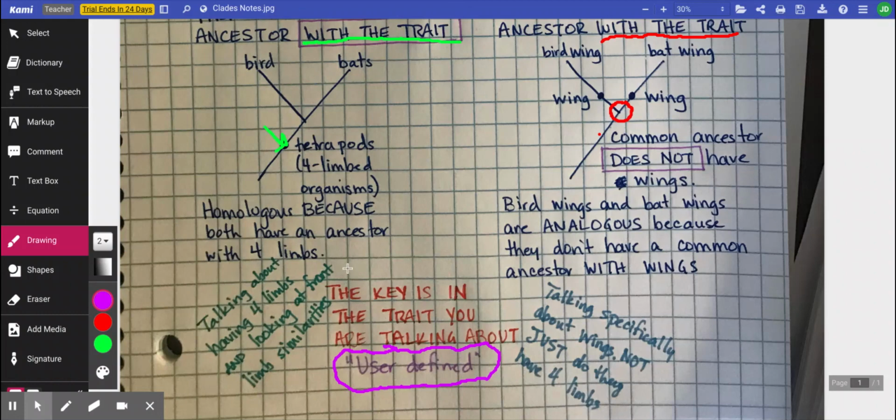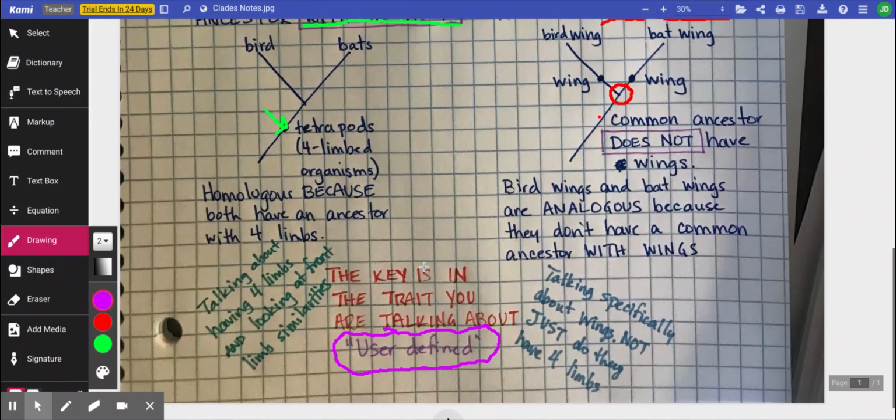And there's a little bit more here that you can look at. So this one, the note is that we're just talking about having four limbs and looking at front limb similarities. Over here, we're talking specifically about wings, not just do they have four limbs. All right. So this is your notes for class, and go ahead and finish these up on your worksheet. And I hope that this is helpful to you in going back through and understanding.